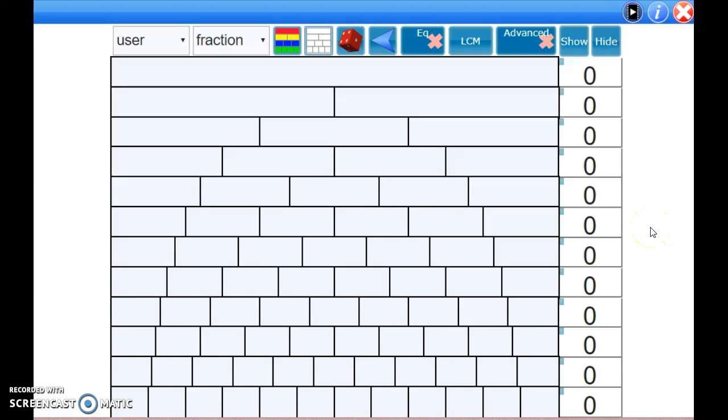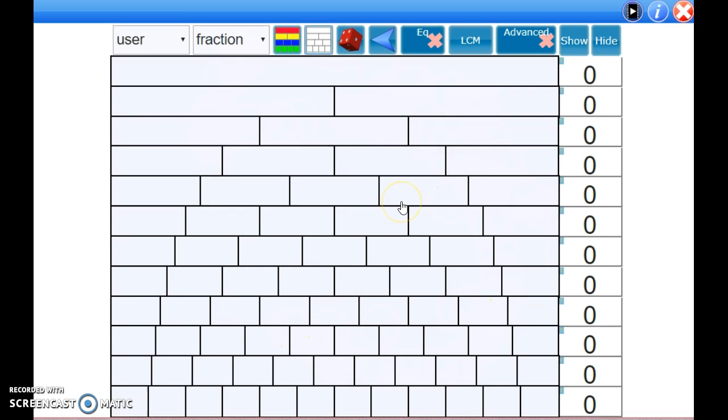Okay, today you can see on my screen, class, that I have the fraction bar website that we were looking at the other day. And what you're going to do with it today is a little bit different. Now that you've had a chance to experiment with it and see what it has to offer, you're going to use this to create a game.